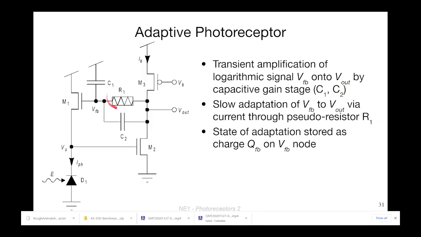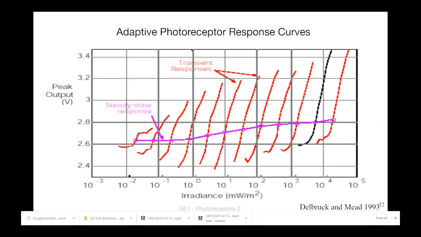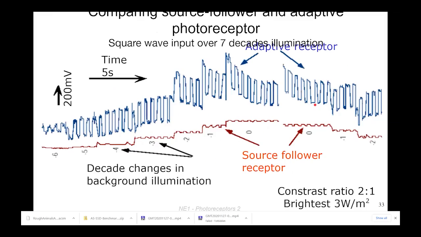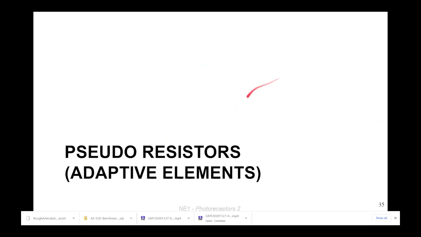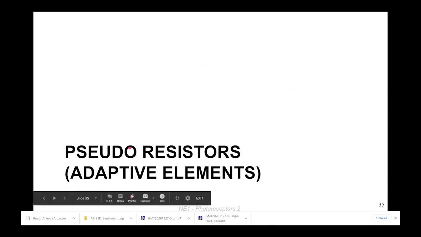So how can you make a high resistance here, so that the time constant for this adaptation is long? There's a cool trick that we came up with more than 20 years ago now, to make a very high resistance pseudo resistor out of one single transistor. And if you do that, you can get these nice adaptive photoreceptor responses like I'm showing you here. I won't show you that stuff here. I just want to tell you about these pseudo resistors, these adaptive elements.